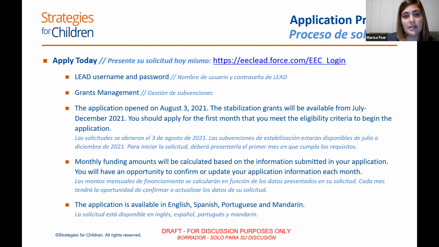The application opened on August 3rd of 2021, and the grant will be available from July through December of 2021. So you should, again, apply for the first month that you meet the eligibility criteria. Monthly funding amounts will be calculated based on the information submitted in your application. You'll have an opportunity to confirm or update your application information each month. And the application is available in English, Spanish, Portuguese, and Mandarin.